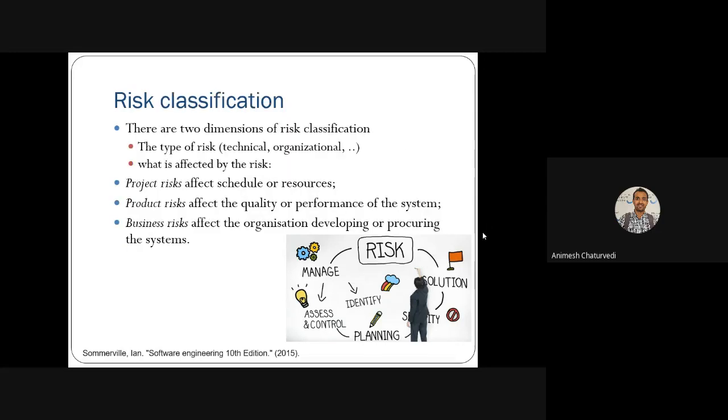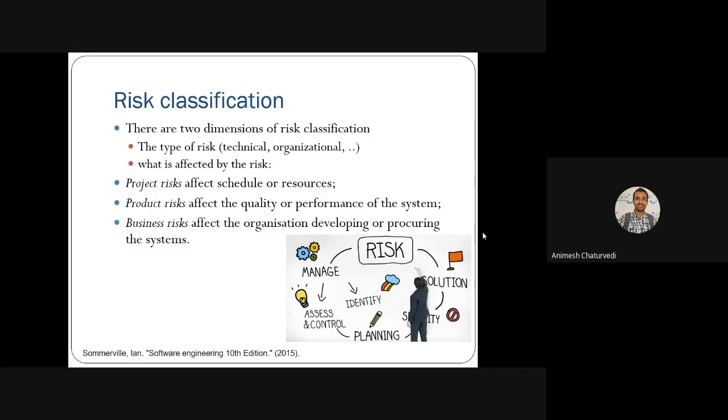Next, what are the classifications possible for risk? There are two different dimensions of risk classification. What are they? The type of risk, like technical risk, organizational risk, or various other kinds of risk. Then the effect of all these risks, which is also studied. So these are the two main dimensions which classify the risk. Other important classifications are project risk, product risk, and business risk.